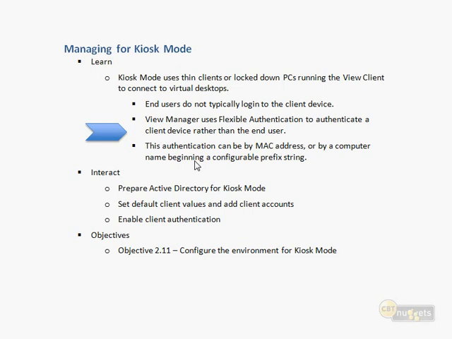And I showed you how to set up the MAC address authentication so that the client's MAC address is automatically allowed to log on to those View desktops. And then in the interaction portion, we spent some time preparing Active Directory for kiosk mode, setting those default client values, building those client accounts, and then turning on client authentication.